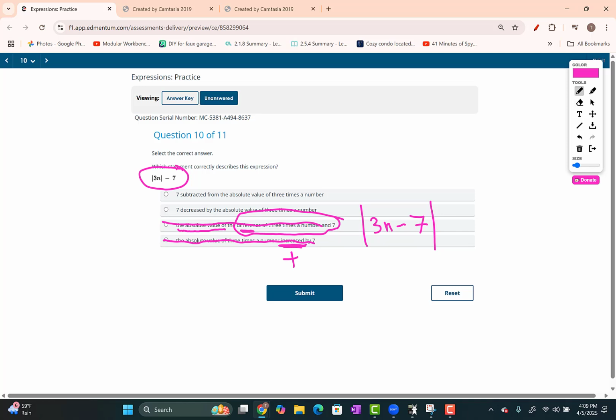All right, choice above, 7 decreased. So decrease does mean subtraction, so we're good there. 7 decreased by the absolute value of 3 times a number. So this is close, but the problem here is it's saying we're starting at 7 and we're decreasing by a number. So this would be like 7 decreased by 2 would be 7 minus 2. The problem again is this problem, it's not 7 minus a number. It's something minus 7. So they got the wrong order in this choice.